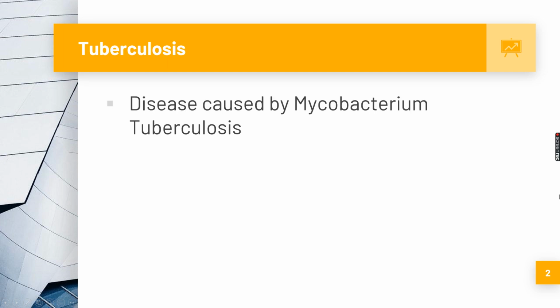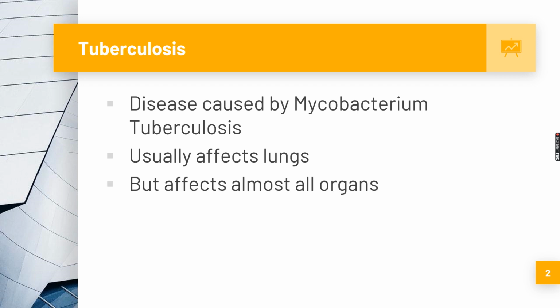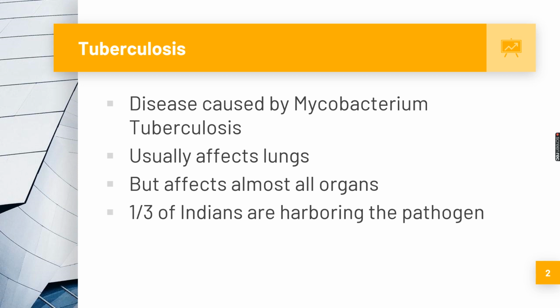As you all know, tuberculosis is a chronic infectious disease caused by Mycobacterium tuberculosis, and it usually affects lungs. Almost all organs can be affected by tuberculosis, sparing very few organs like skeletal muscles. But most commonly it affects lungs. If you look into the epidemiology, 1/3 of the Indians are harboring the pathogen, and it causes millions of deaths worldwide annually.